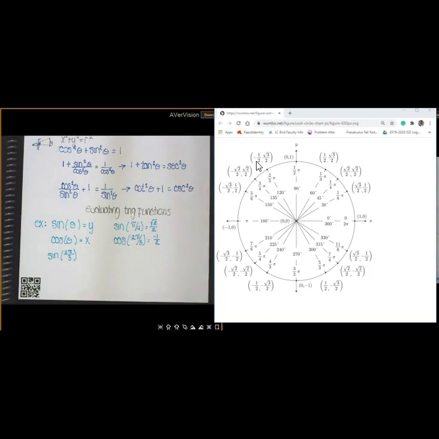So let's think about it. When we go around the whole circle, that's 2 pi, right? So making one complete revolution around the circle is 2 pi. 2 pi is the same thing as 6 pi over 3, right?